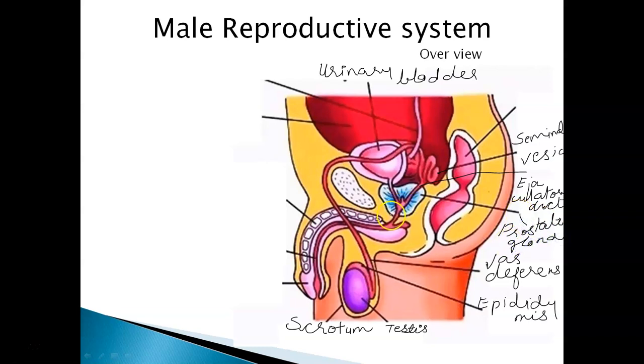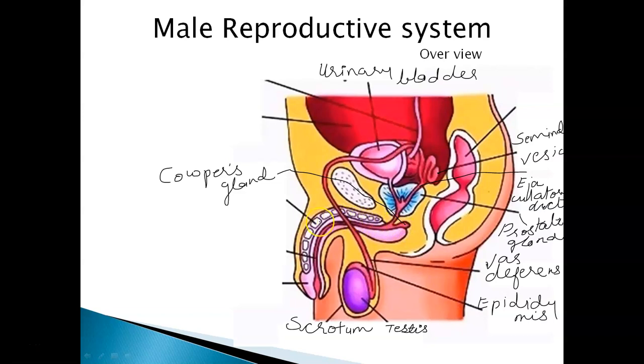Now this prostate gland will join these, that is the ejaculatory duct and the duct which is coming from the urinary bladder. It will join from the third accessory gland, that is, we can label here, this gland is Cowper's gland. This is Cowper's gland.